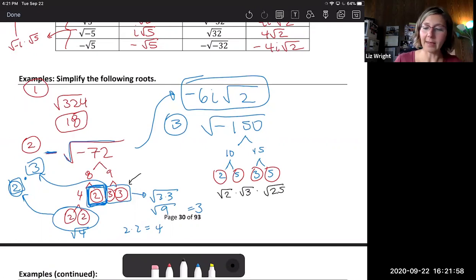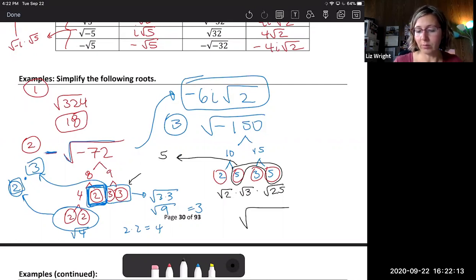Is that going to get me back to 150? For sure, it definitely is. So what we're doing here is I've got this pair. It's going to come out. The 5 is going to represent that pair on the outside of my radical. So here I've got 5 on the outside of my radical.